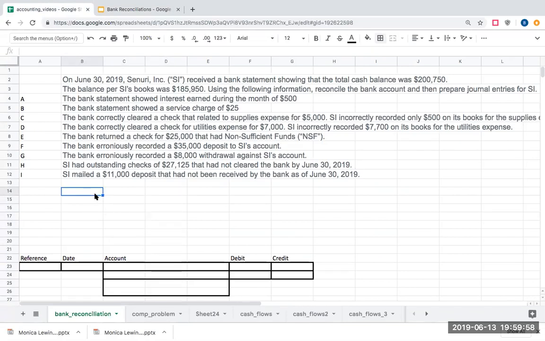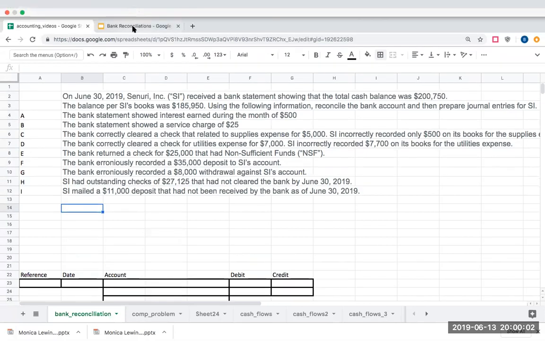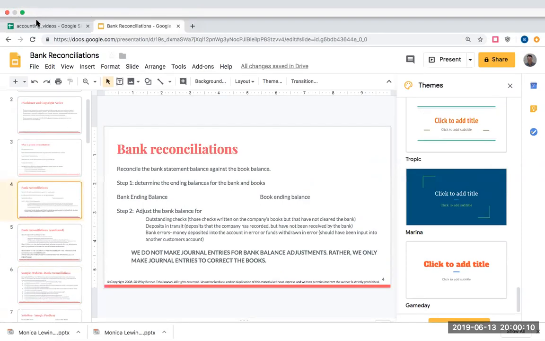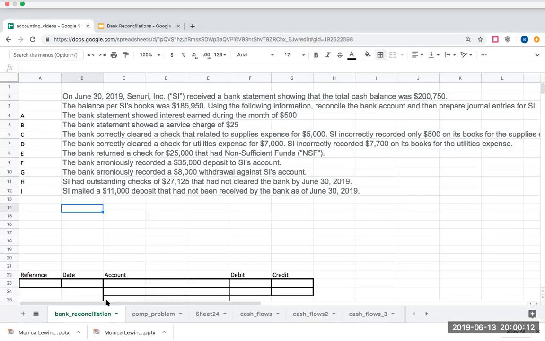But right here, what we're going to be doing is showing the first step. Remember, let's go here to step one: I'm going to determine the ending balances for the bank and for the book. So we have our bank ending balance, and then we have our book ending balance.